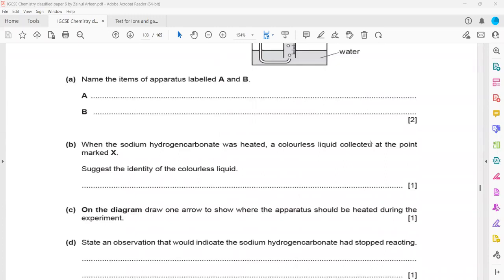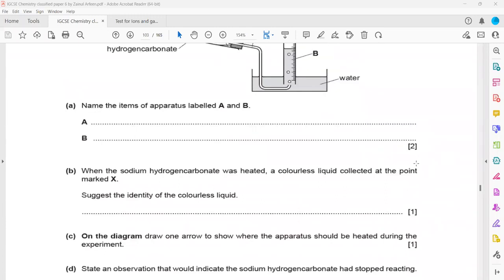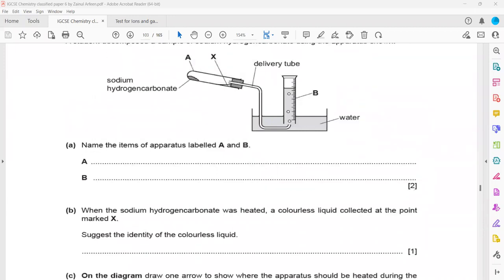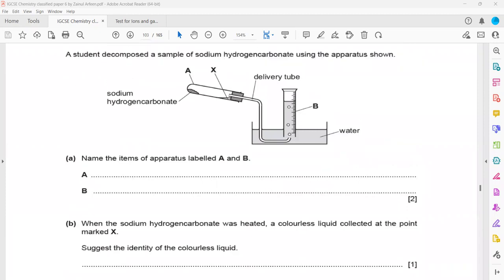When the sodium hydrogen carbonate was heated, a colorless liquid collected at point X. What is this colorless liquid? Water. Yes, water. What actually happened? This substance was sodium hydrogen carbonate, NaHCO3. When we supply heat energy, it starts to turn into Na2CO3 plus CO2 plus H2O. These are the three products which are formed.